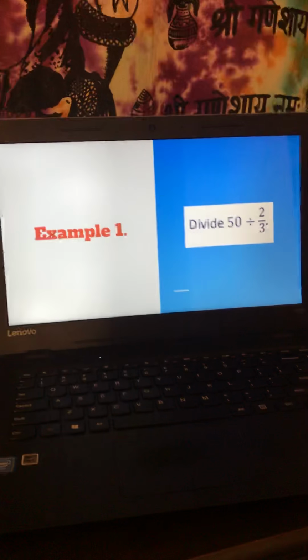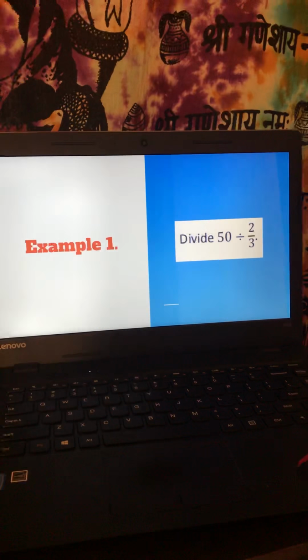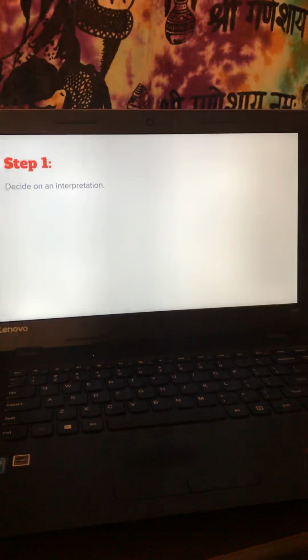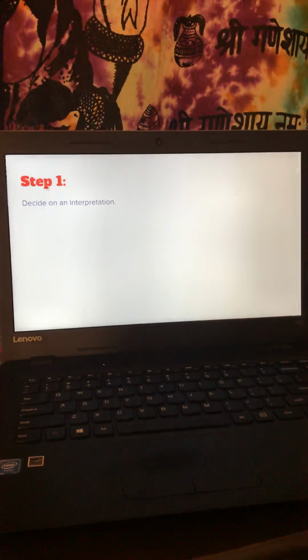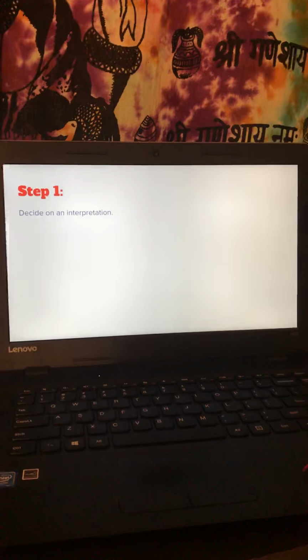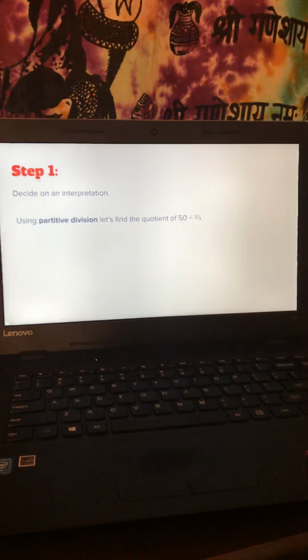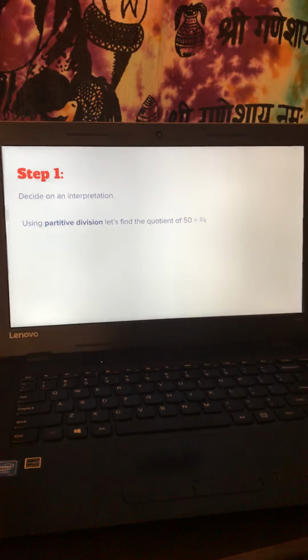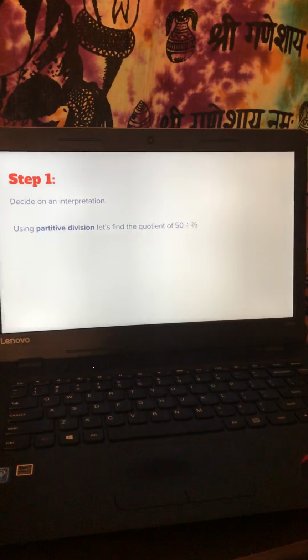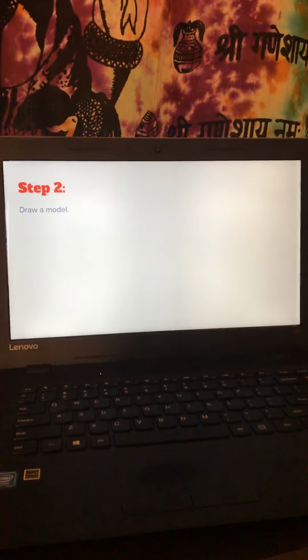So we're going to use the example of 50 divided by 2/3 to write our partitive division problem for today. So step 1, much like last time, is to decide on an interpretation. Because we used measurement division last week, we are going to use partitive division today. So we're going to use partitive division to find the quotient of 50 divided by 2/3. The second step, which is the same as last time, is to then draw a model.